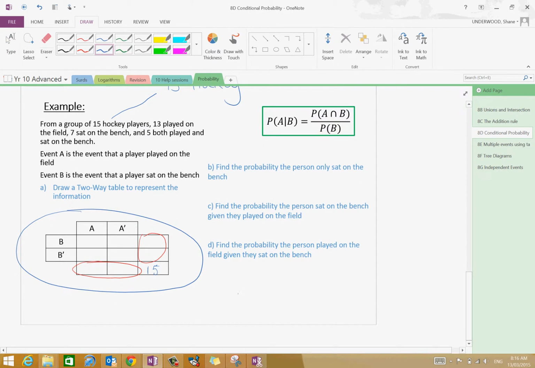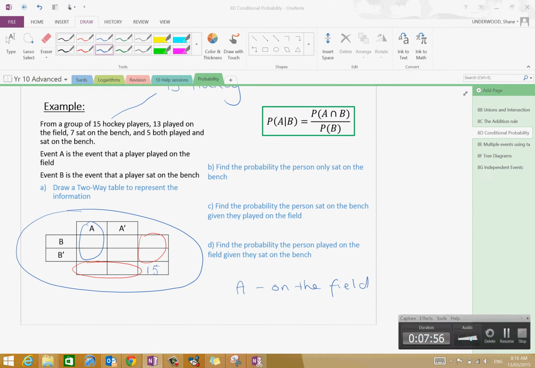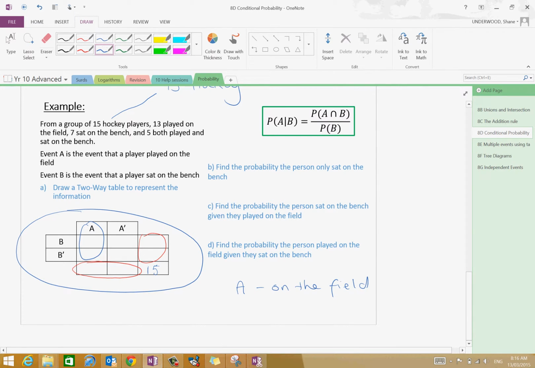So we're going to call A on the field, which means that this whole column has to add to what? I want you to pause the video and think about it. Okay, so hopefully you've had a bit of a think about it.